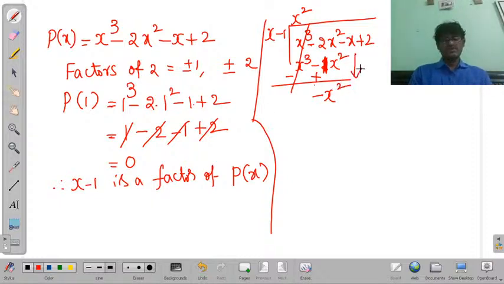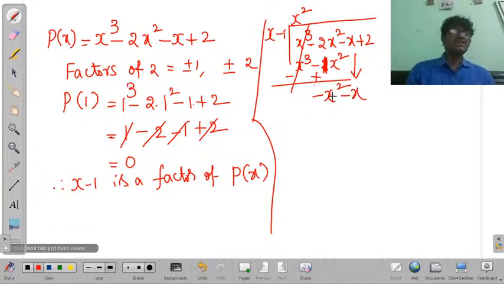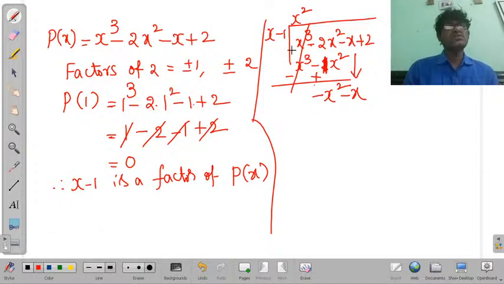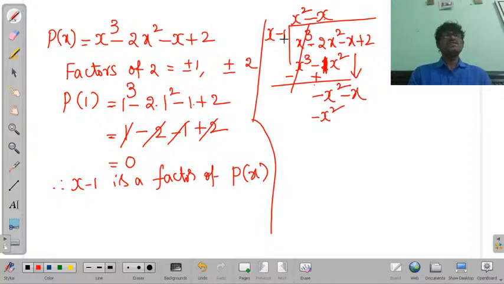Then you bring down the next term, that is minus x. Now clearly, as the first term is minus x square, to get minus x square, x is to be multiplied with minus x. Now you multiply this minus x and x minus 1. So what you will get? Minus x into x, minus x square, then minus x into minus 1, what is that? Plus x.